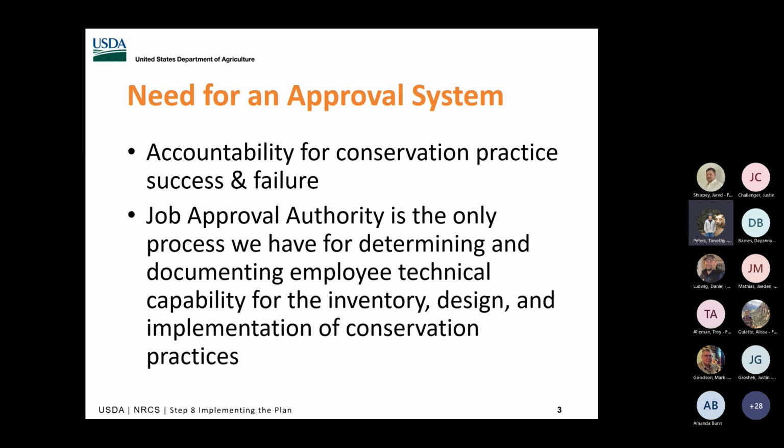Part of being accountable means that we need to verify and document which employees have the technical ability to do the work. Who can do the work, who can do it independently, who can do the planning, who can approve the designs, and who can certify the constructed practices when they're finished. That is the main gist of job approval authority.